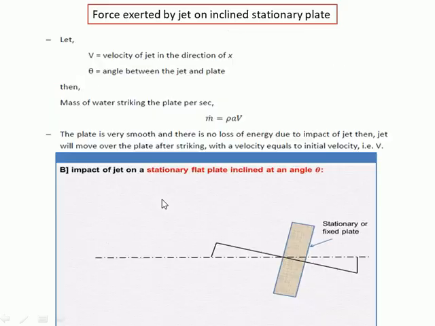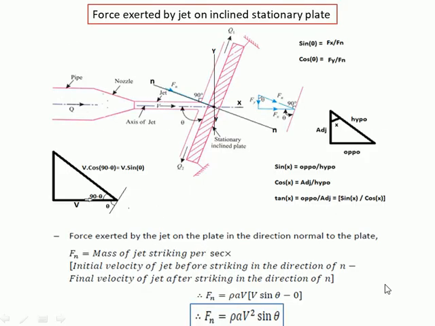So the force exerted by the jet on the plate in the direction normal to the plate is Fn, which is equal to the mass of jet striking per second. Mass per second is nothing but the mass flow rate, into the initial velocity of the jet before striking in the direction of n minus the final velocity of the jet after striking in the direction of n. So Fn is equal to rho a v, that is mass of jet striking per second, into the initial velocity of the jet before striking in the direction of n. This velocity v is in x direction.